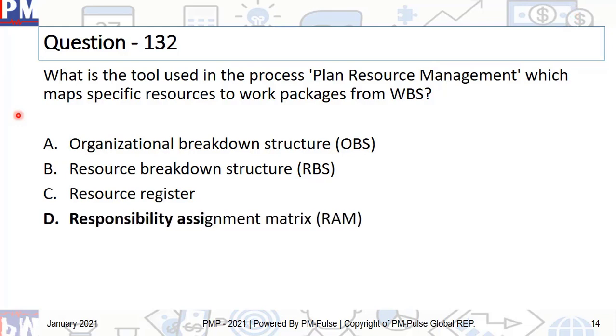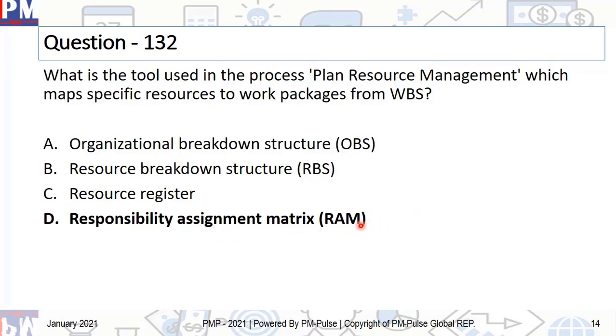And the correct answer is actually RAM. Some people think it is OBS, but actually, OBS has something to do with organizational breakdown structure, which kind of organization or which function will do certain things. But here we are talking about plan resource management. So which are the tools used in the process plan resource management, which map specific resources, not organizations, not whole functions, but specific resources to work packages, and that is RAM, which is responsibility assignment matrix.